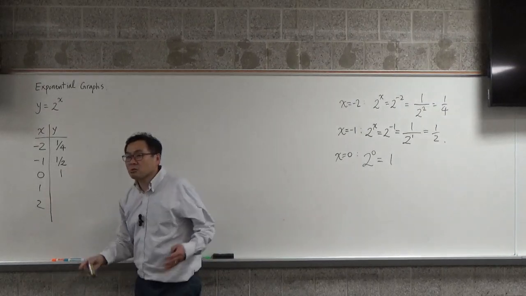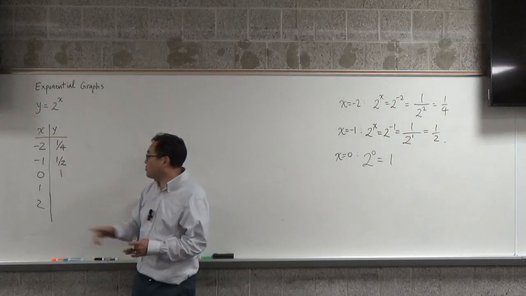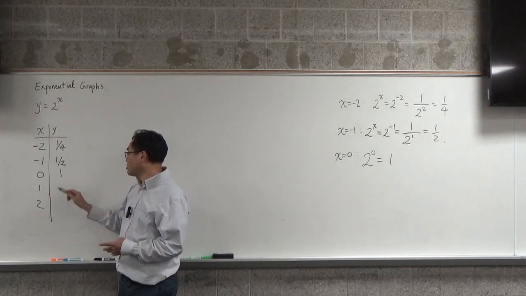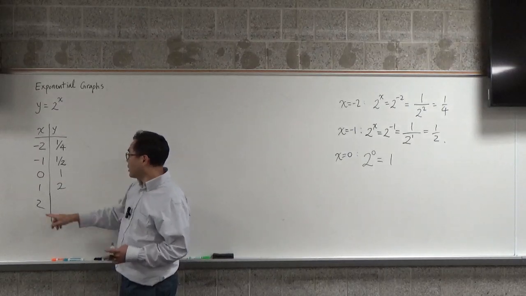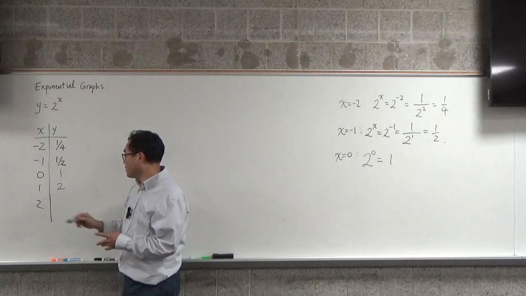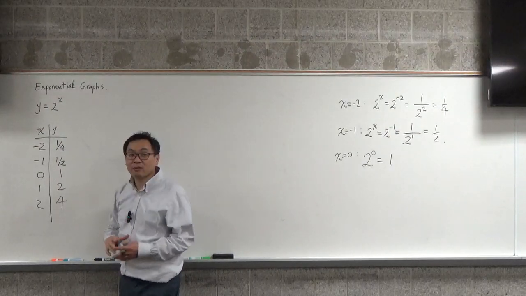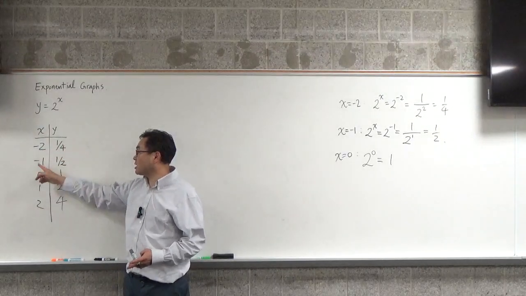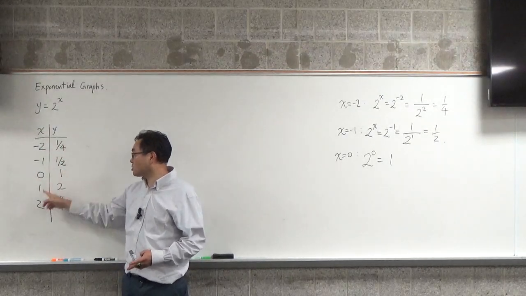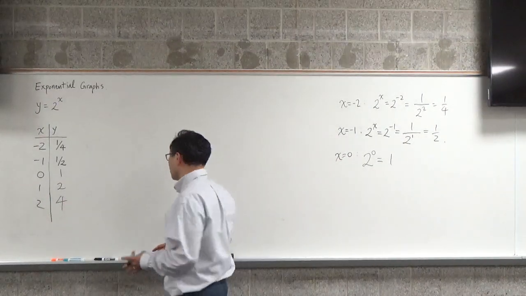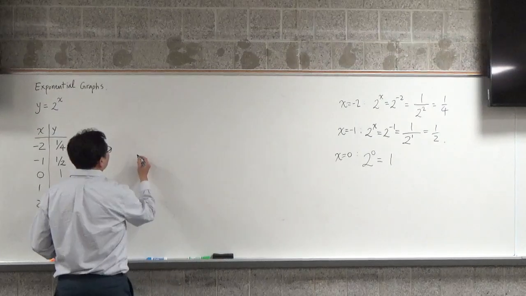And the other two, you can basically do mental math. If you plug in 1 here, what's 2 to the first power? 2, right? 2 to the first power is 2. And when x is 2, what's 2 squared? 4. Right? So now we have 5 points. You have (-2, 1/4), (-1, 1/2), (0, 1), (1, 2), (2, 4). We're going to plot that on the grid paper and figure out what the graph must look like.